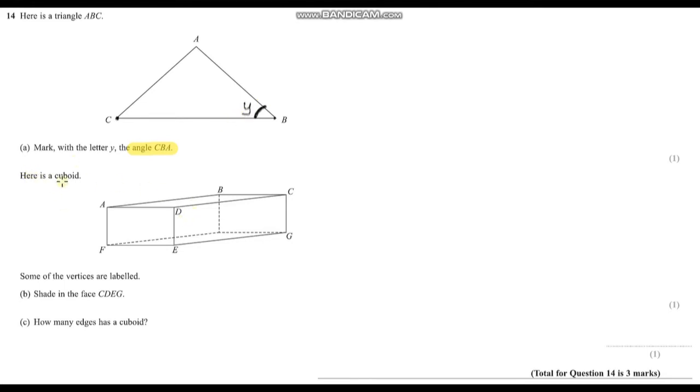Now moving on, here is a cuboid. Some of the vertices, let's just highlight that. Some of the vertices are labelled, which we can see. So the vertices are just another word for corners. So we need to shade in the face CDEG. So let's find that first of all. So CDEG. So those are the vertices, C, D, E, G. Now the face is just a flat surface that connects these 4 points together.